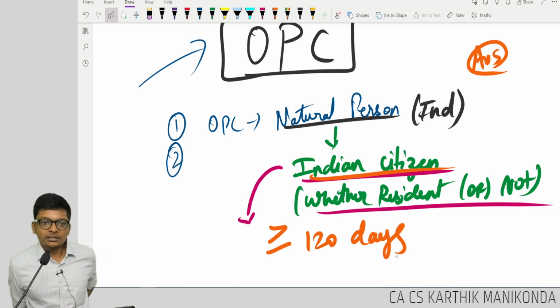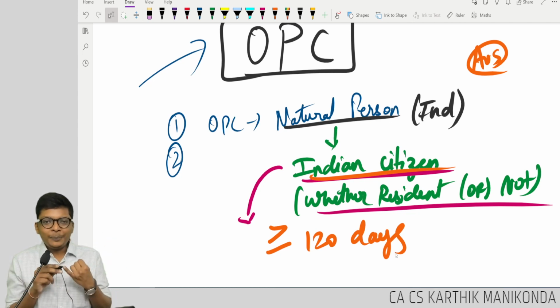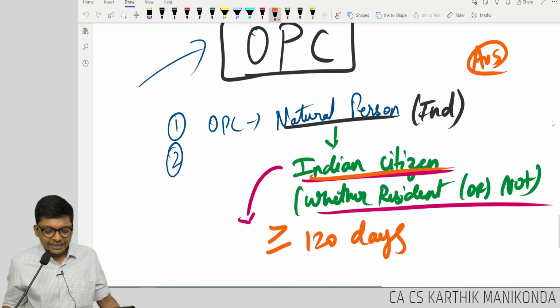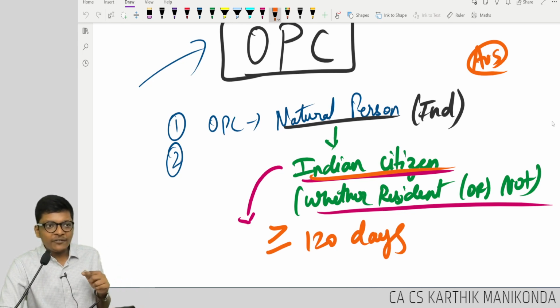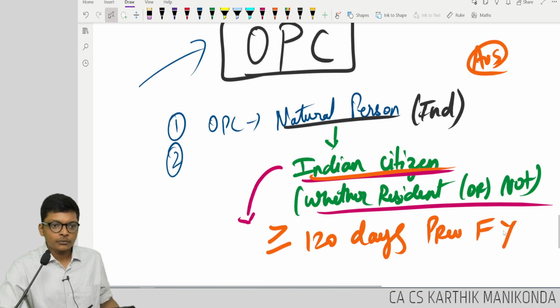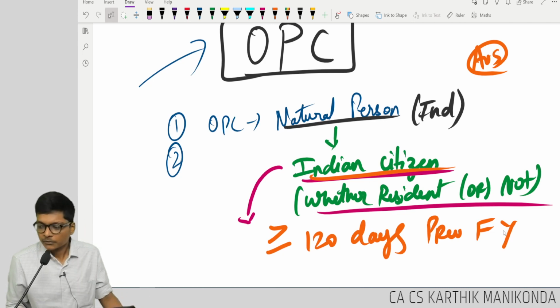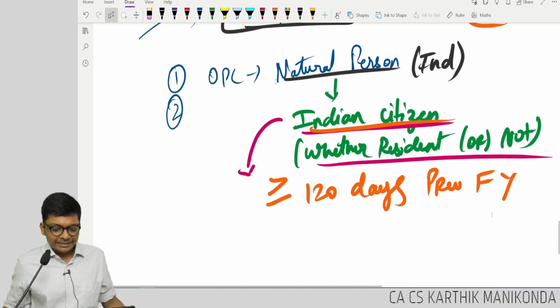Are you following, guys? Sir, for the exam, what should I remember? All this background knowledge I understood, sir. For the exam: a one-person company can be started only by an individual who is a natural person. Such an individual should be an Indian citizen, whether he's resident or not resident. But he should stay in India for at least 120 days in the previous financial year, not calendar year. So this year, if I want to start an OPC, then in the previous financial year, I should have stayed for at least 120 days. Are you following, everybody? Clear, guys? Okay, perfect. This is the second provision.